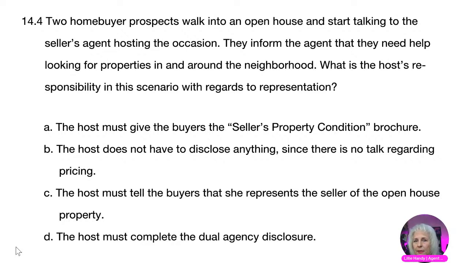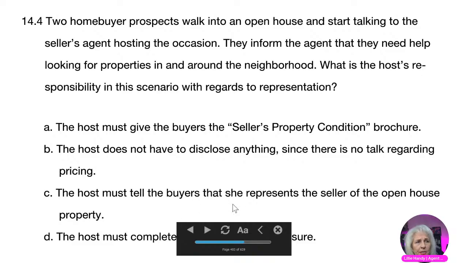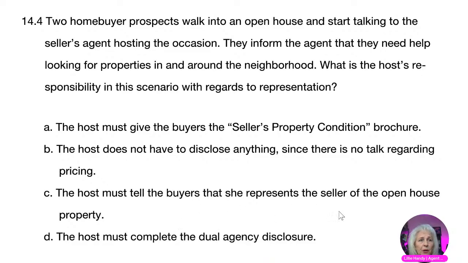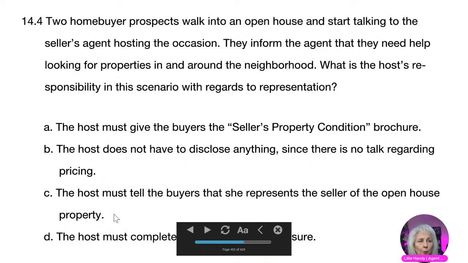Now, we're in Texas, remember? So what must we as realtors in Texas disclose when we're at an open house and buyers come in and we may or may not represent the seller? So which one is the correct answer? The answer here is C. The host must tell the buyers that she or he represents the seller of the open house property.